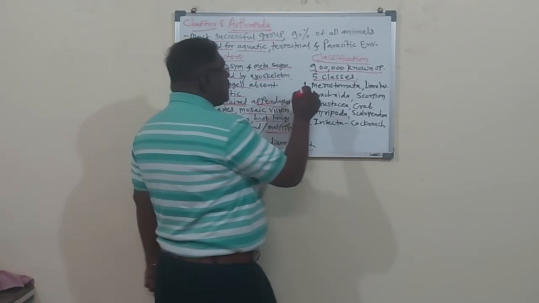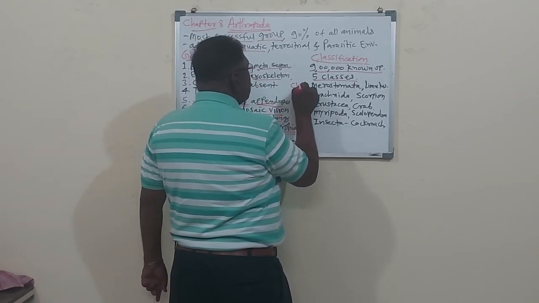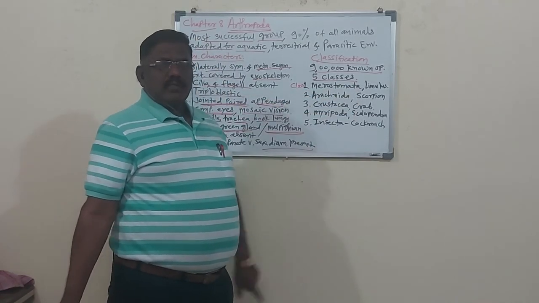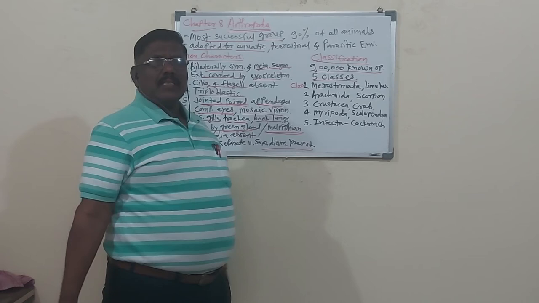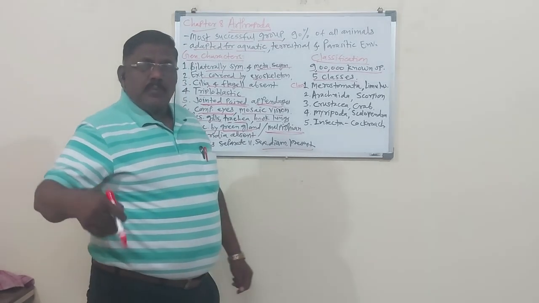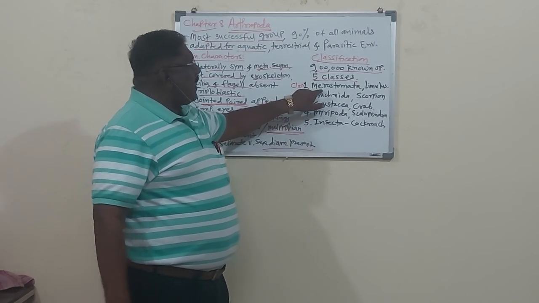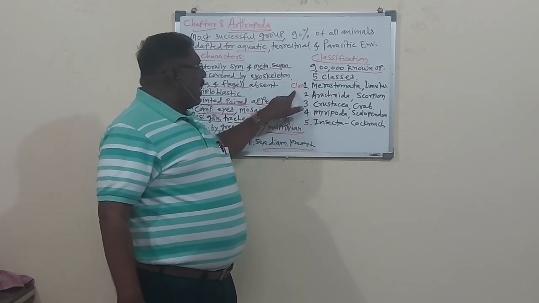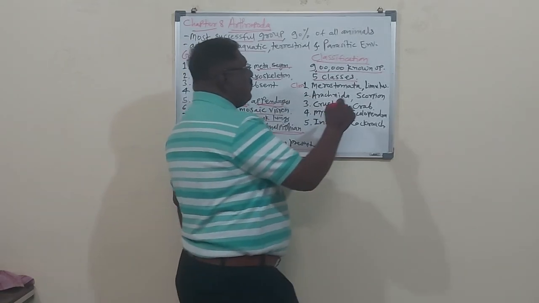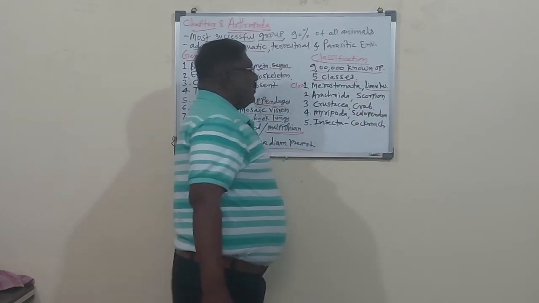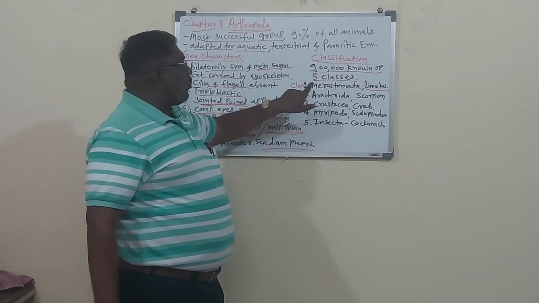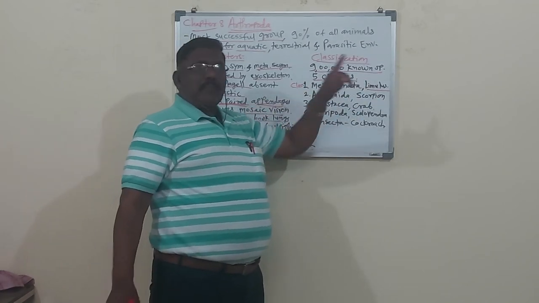So here, first class, this is class 1, Merostomata. This Merostomata class has peculiar characters, and on the basis of those peculiar characters, all those animals are kept in class 1 Merostomata. The best example of Merostomata is Limulus. Remember, this is the example and this is the class. So we have to classify Arthropoda up to class level with suitable examples.